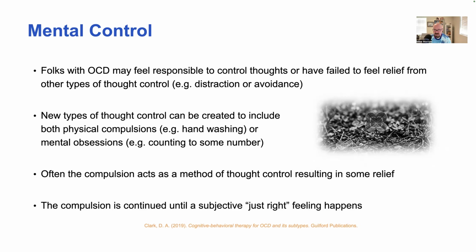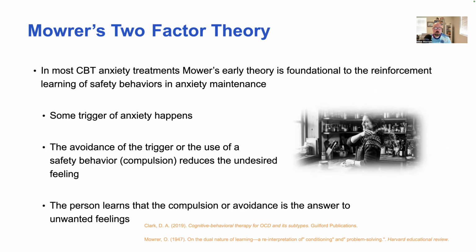And so that's the biggest thing, these compulsions are seeking to have some relief to the obsessive thinking. So this is where we come into Mowrer's two-factor theory. If you've seen any of the other videos, you've seen me talk a little bit about Mowrer's two-factor theory. That's because in most CBT anxiety treatments, Mowrer's early theory is foundational to the reinforcement learning of safety behaviors and anxiety maintenance. So the basic concept, without going too deep into it, is that some trigger of anxiety happens.